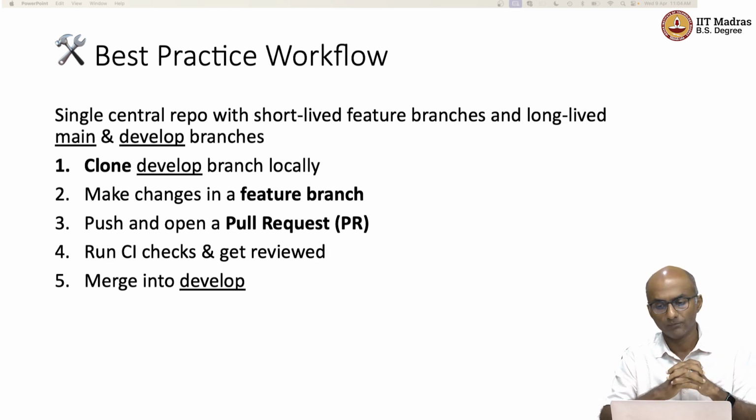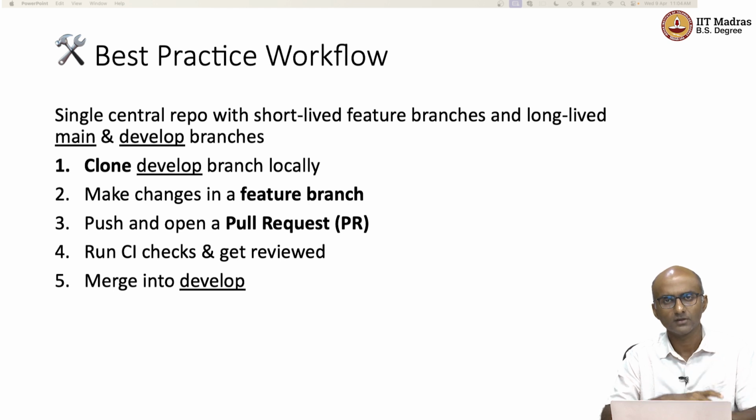Okay, so let's pause at this stage. We'll come back and take a look at what the best practice workflows are, and then the subsequent items around the rest of the GitHub actions, etc.